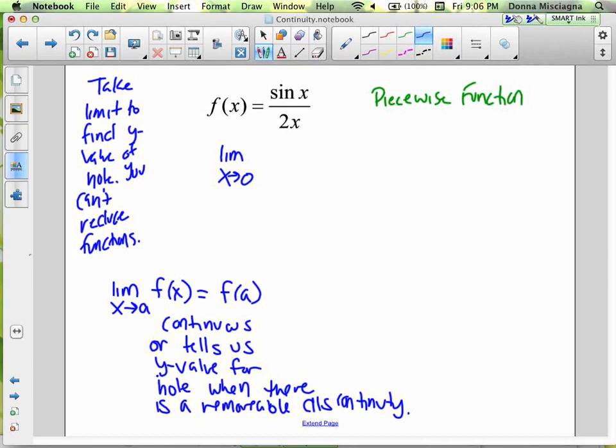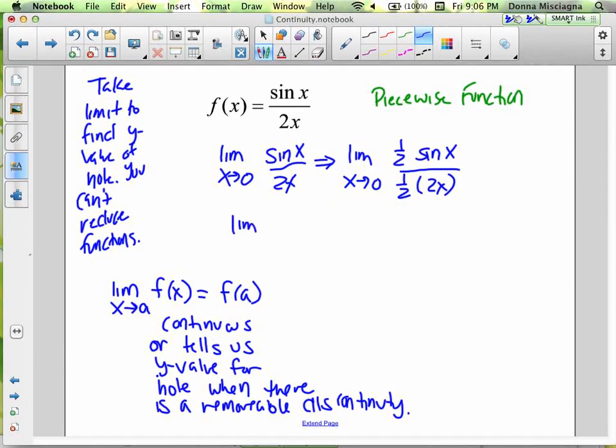All right, so we have sine x divided by 2x. They don't match. Right? We need it to be an x, right? So we're going to multiply numerator and denominator by 1/2. So we have the limit as x approaches 0, so we're going this way, of 1/2 sine x divided by 1/2 times 2x. Right? So that's going to give us the limit as x approaches 0.